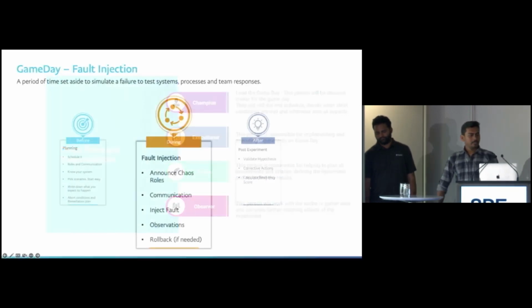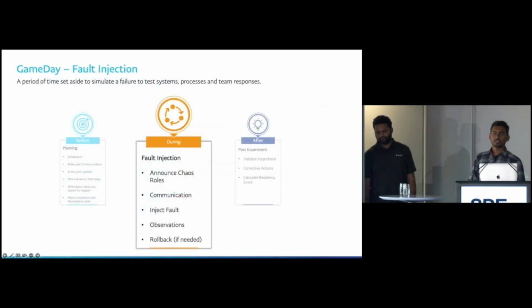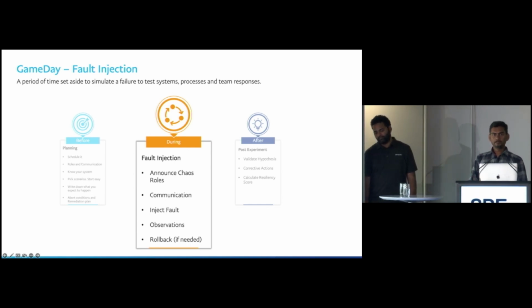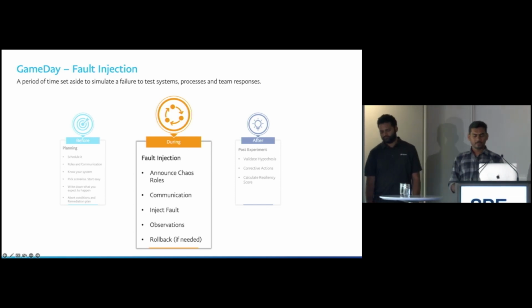The next step is the fault injection scenario. This is where you actually go and inject the fault. Before you do that, when you start injecting the fault, make sure you announce who is doing what, what the roles are, and make sure everyone is clear on the roles and responsibilities. Communication is the key. And third, introduce the fault in the system, then draw your observations from your observability platforms, and roll back if there is a need.